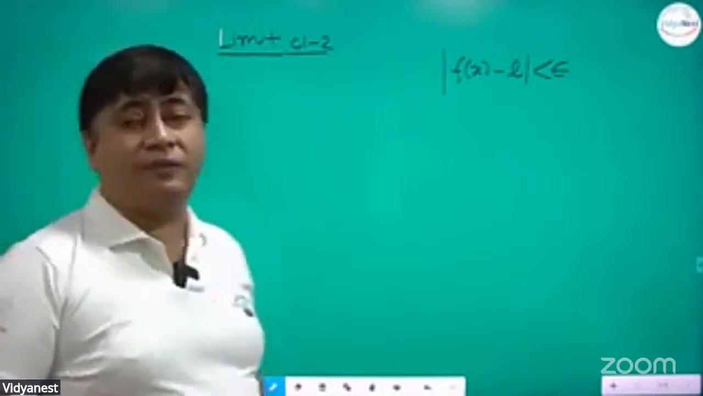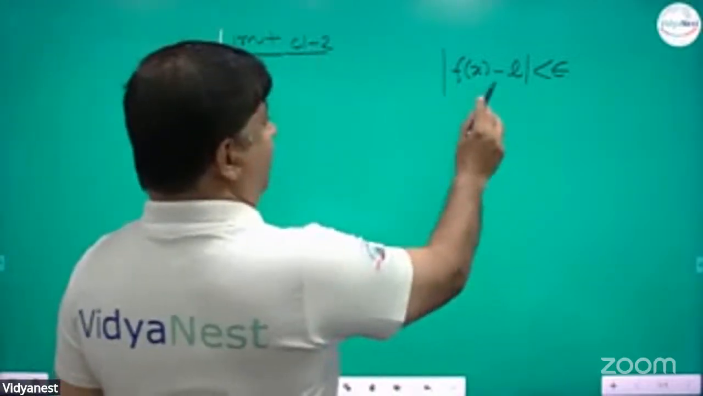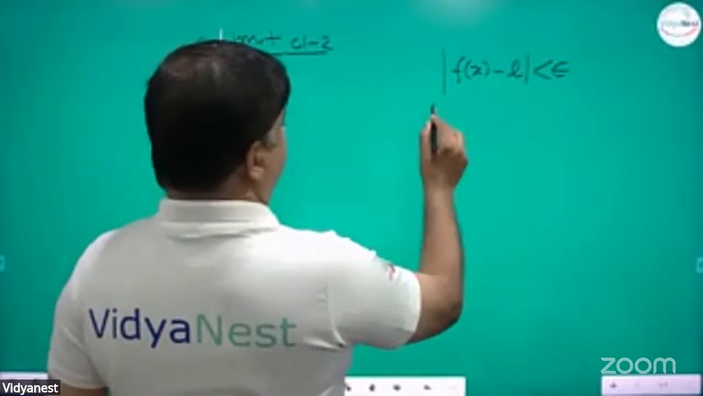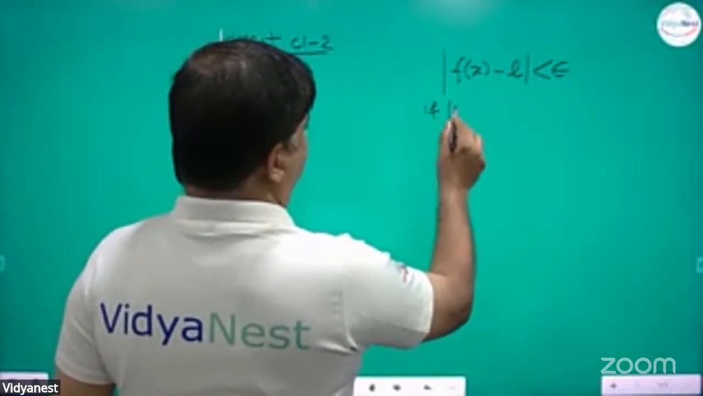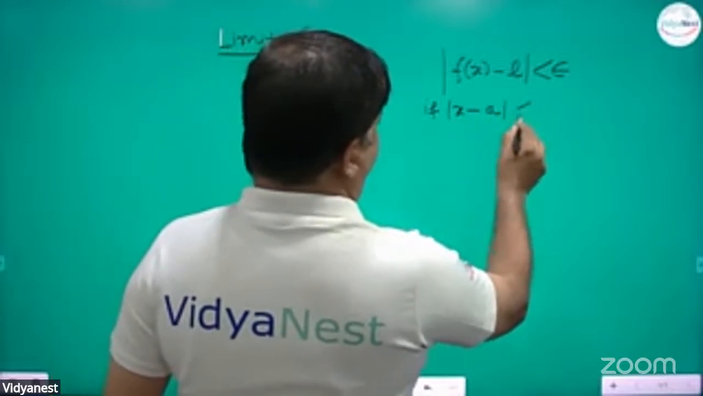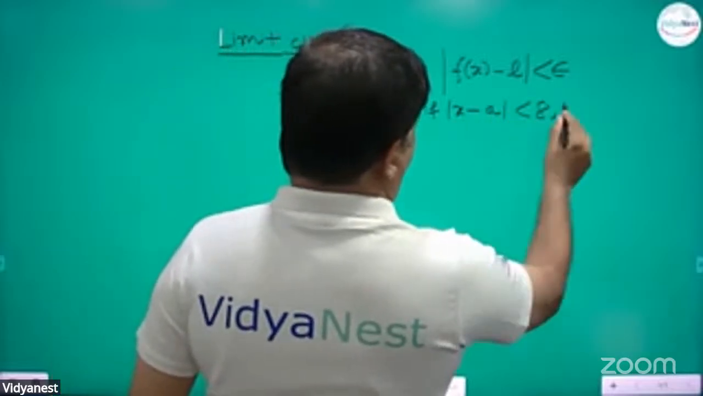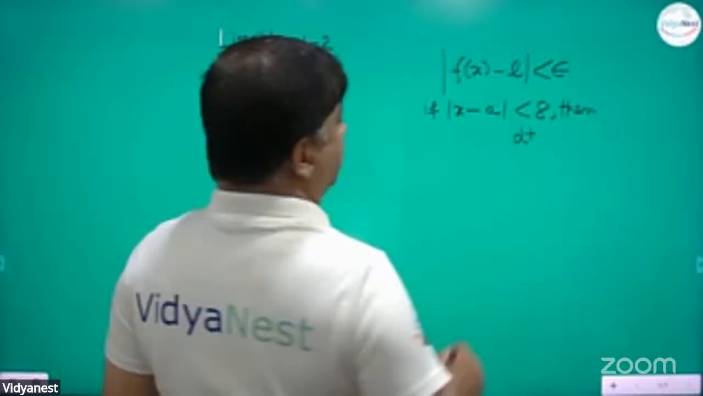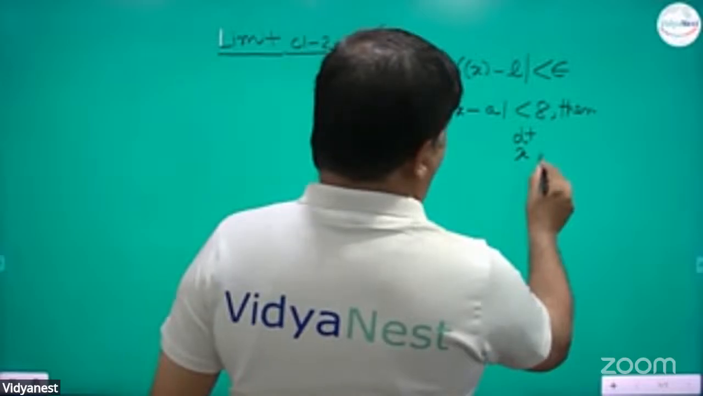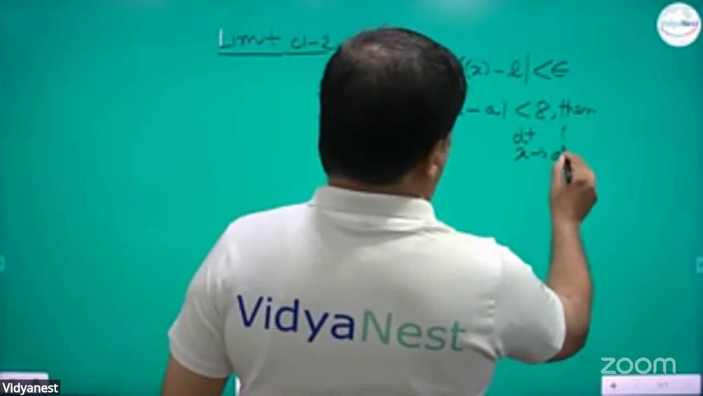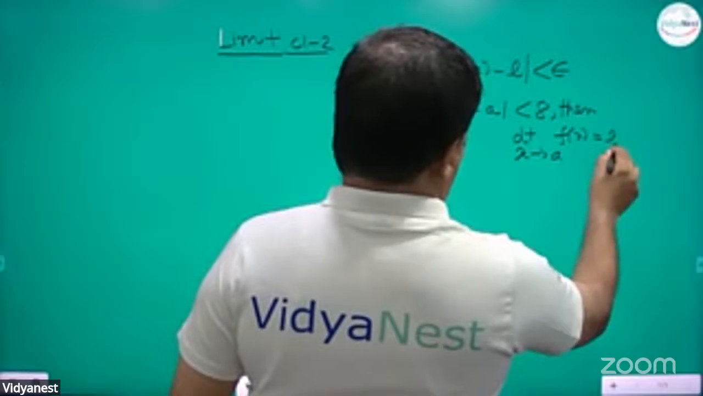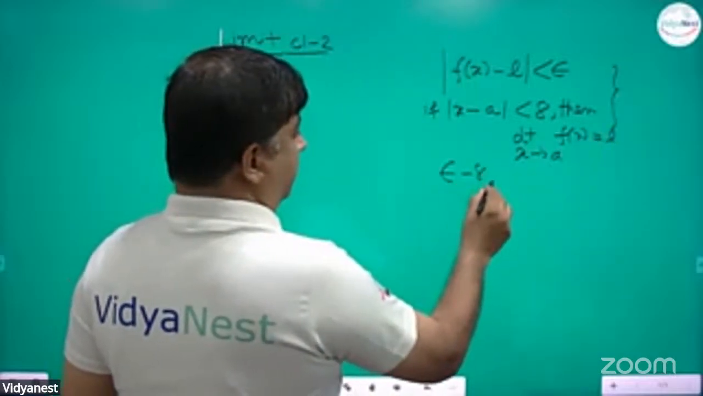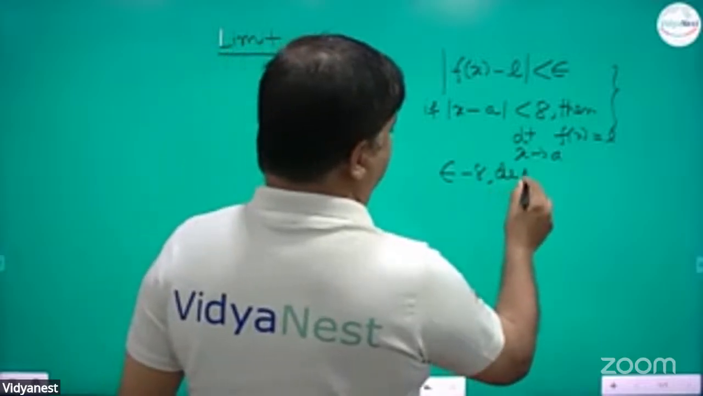We got the definition of limit: |f(x) minus L| less than epsilon if |x minus a| less than delta, then limit x tends to a, f(x) is equal to L. We got that epsilon delta definition of limit.